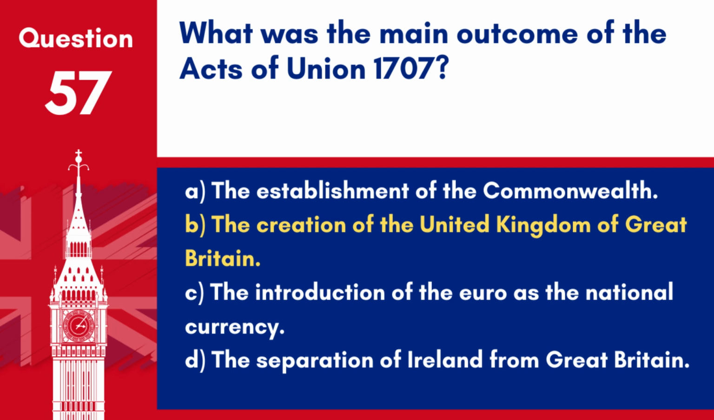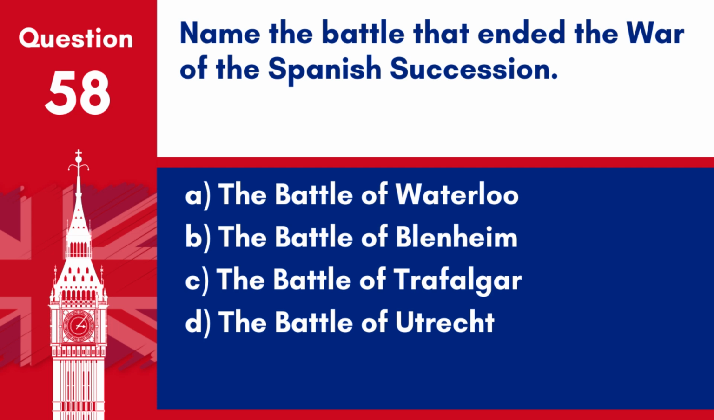The Acts of Union 1707 merged the kingdoms of England and Scotland into a single sovereign state, the United Kingdom of Great Britain. Question 58. Name the battle that ended the War of the Spanish Succession. A. The Battle of Waterloo. B. The Battle of Blenheim. C. The Battle of Trafalgar. D. The Battle of Utrecht. Answer: B. The Battle of Blenheim.